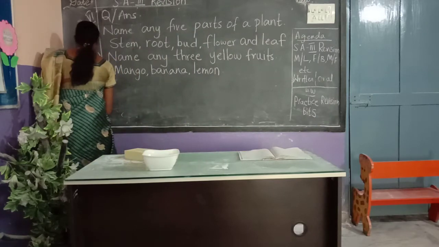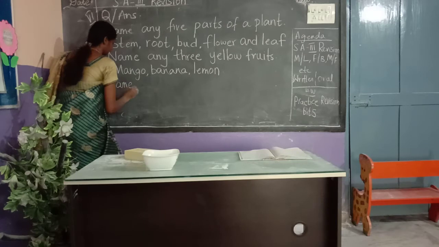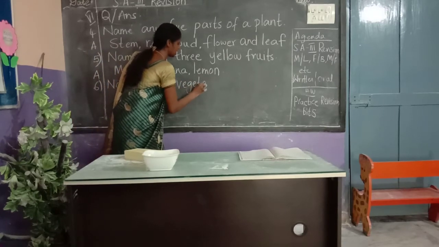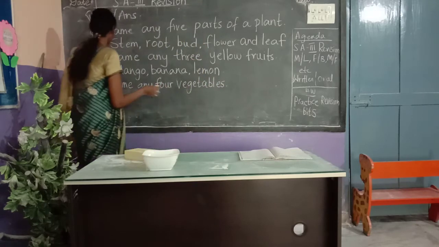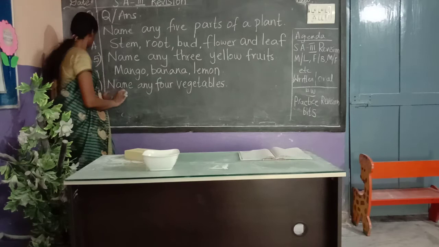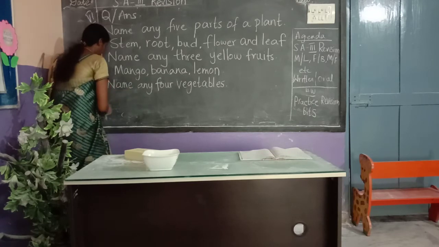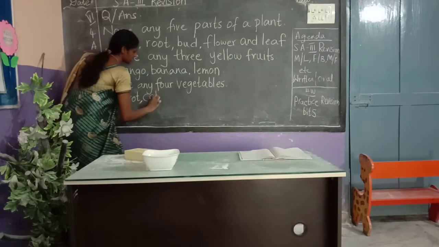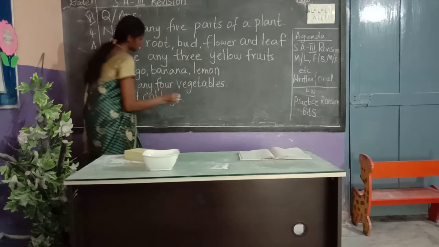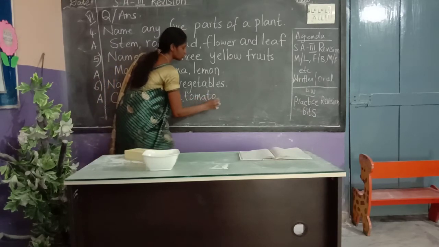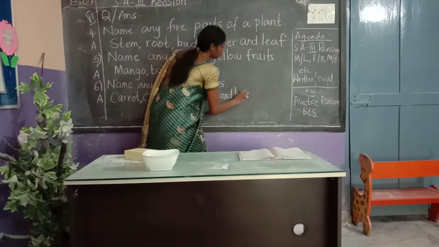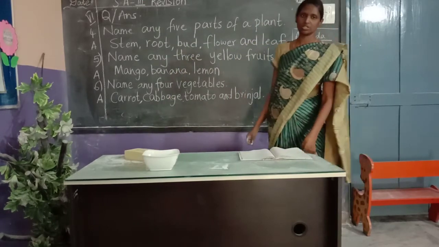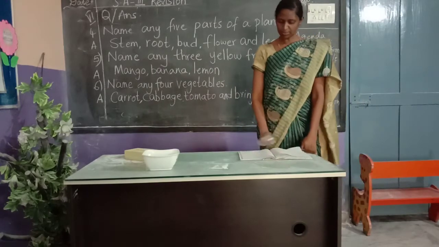Now, sixth one. Name any four vegetables, V-E-G-E-T-A-B-L-E-S. What are those? Carrot, C-A-R-R-O-T. Very good. Next one, cabbage, C-A-B-B-A-G-E. Next, tomato, T-O-M-A-T-O. And the last one is brinjal, B-R-I-N-J-A-L. These are the four vegetables. Right, done. Is it completed, children?